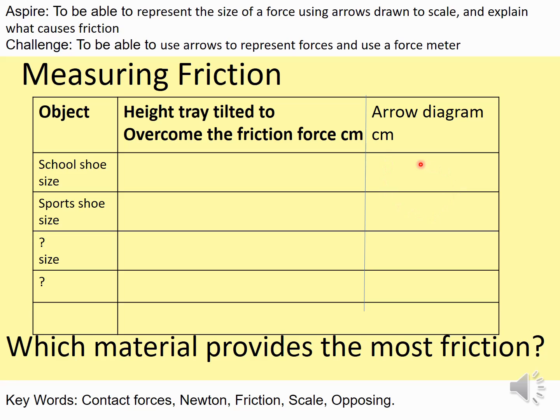This column here I'd like you to put in. We're going to come back to that later in the lesson to complete that. When we look at our Aspire, we're going to represent the size of the force using arrows. So pause the presentation now to do your practical work. I hope you enjoy doing that, and just write down the height that you lifted it to in that particular box there for the school shoe, and there for the sports shoe, and any other types of shoes in the lower boxes here. Off you go.